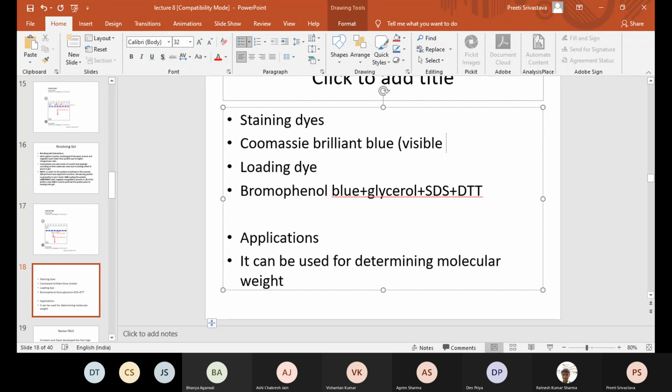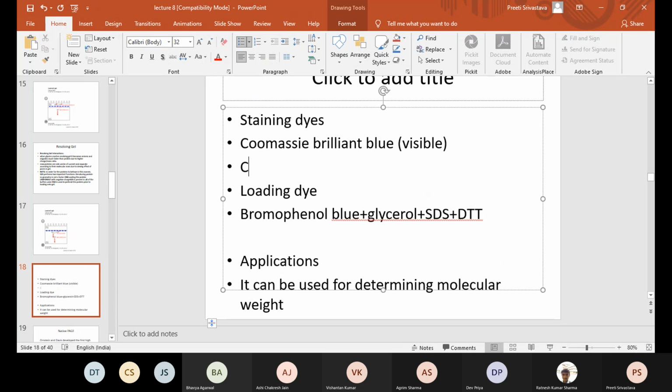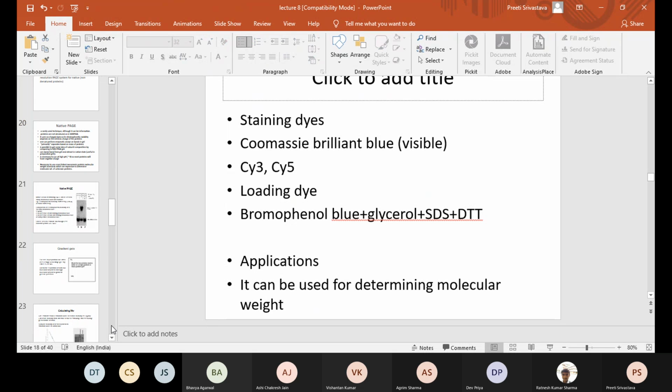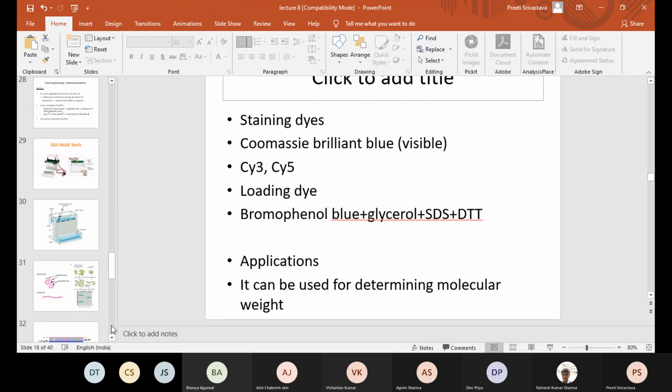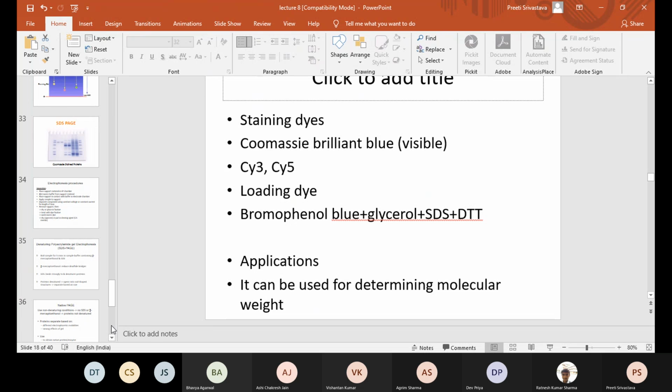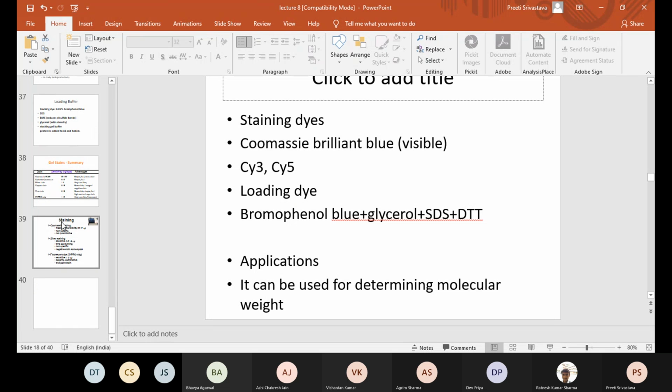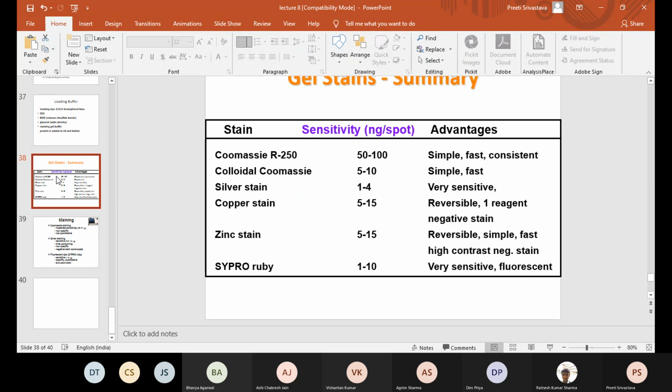It's not a fluorescent dye. It works in the visible range, but then there are a number of fluorescent dyes as well. For example, Cy3, Cy5. These are fluorescent dyes. These are cyanine dyes. I think I have a slide for the dyes as well, but I had kept it towards the end once I explain to you the various dyes.